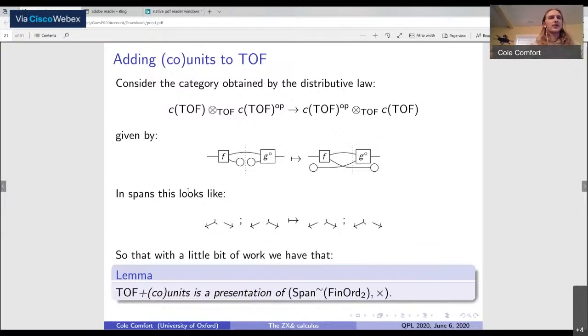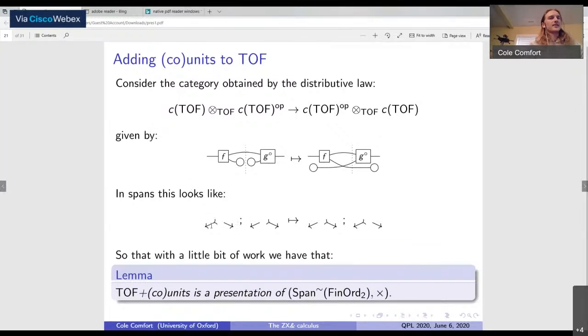So in spans, this is like saying you have a span with a monic on the left-hand side composed with a span with a monic on the right-hand side. On the left you have a partial function, on the right you have a copartial function, and this gives you a partial function composed with a copartial function, so that you can use the TOF to push it all together and then actually compute a normal form to get completeness and universality for this category of spans.